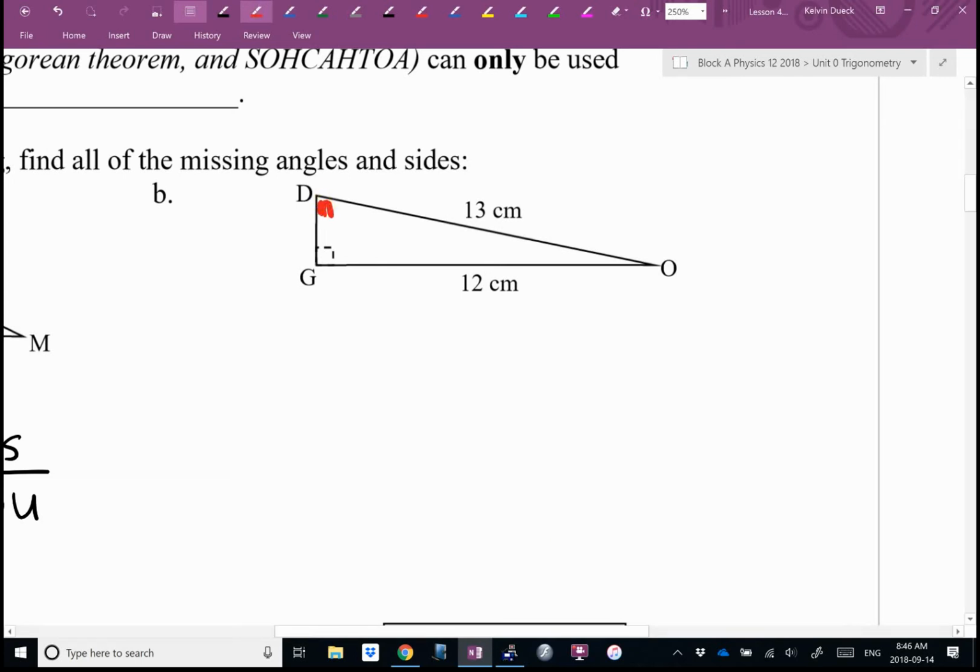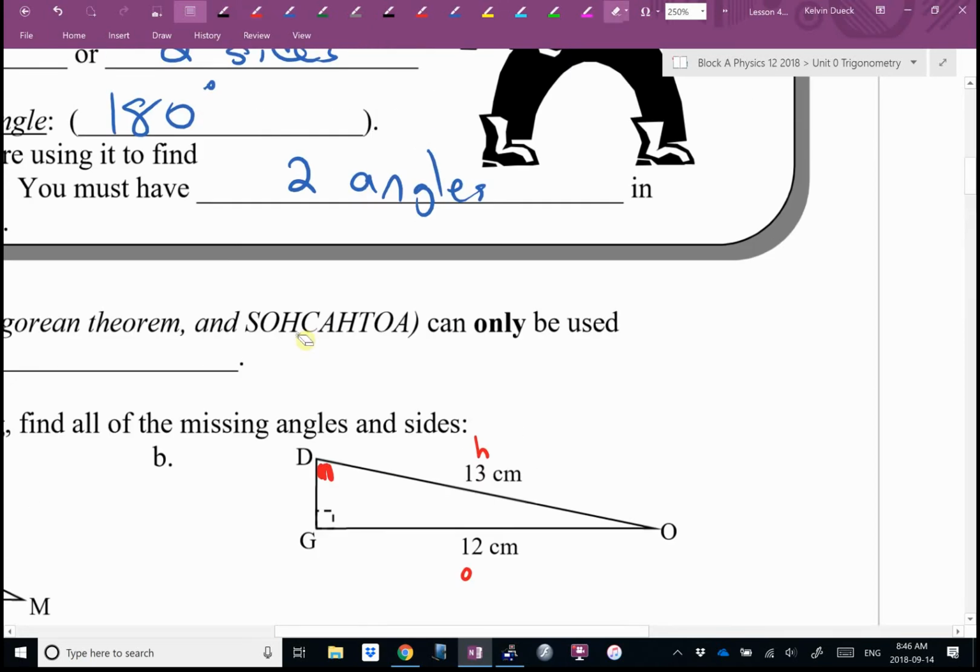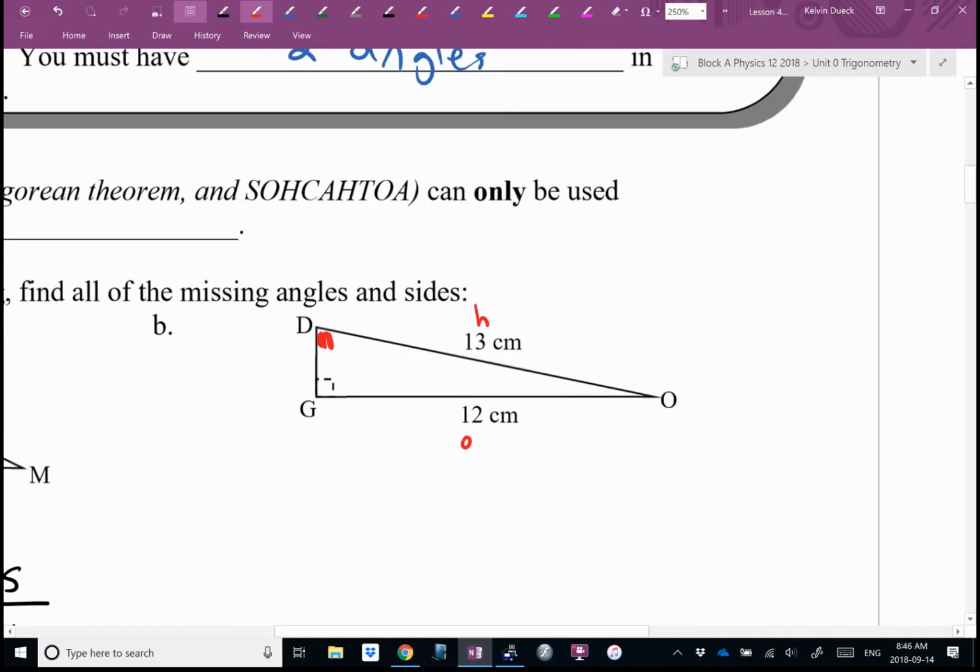Color, color, color, color, color. Darwin, what can I call that 12? The opposite. Yeah. What about that 13? Hypotenuse. Which trig function? Cosine. Say it again. Sine. Am I finding a side or an angle? Angle. How do I find an angle on my calculator?